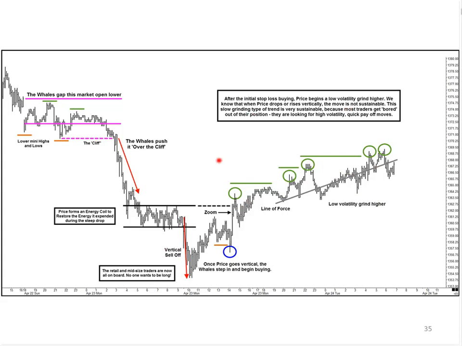After the initial stop loss buying, price begins a low volatility grind higher. We know that when price drops or rises vertically, the move is not sustainable. This slow grinding type of trend is very sustainable because most traders get bored out of their position. They were looking for high volatility and quick payoff moves. Instead, they get these. They're long, but they're getting this, and they're very bored.